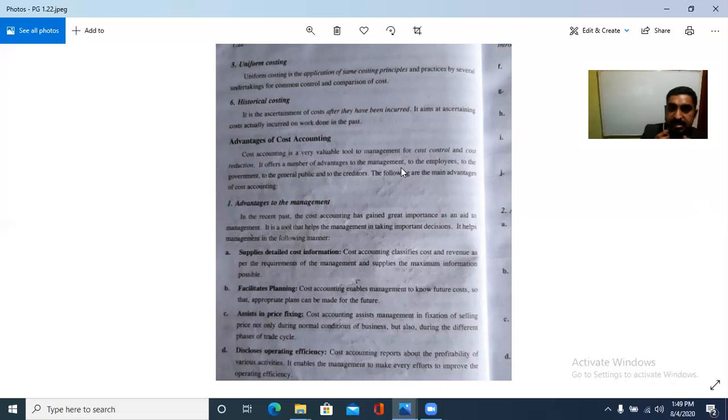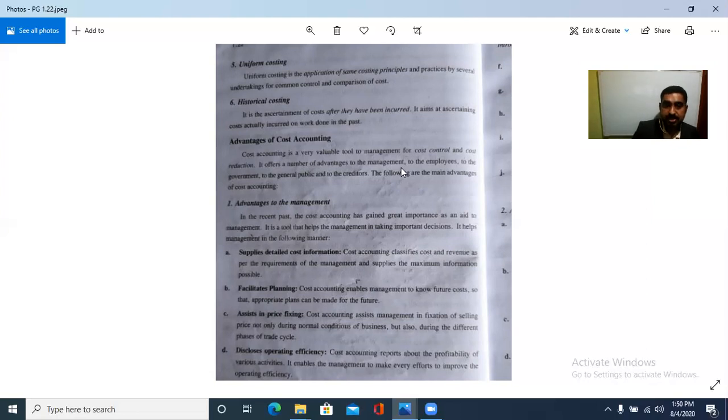Then next is advantages of cost accounting. Cost accounting is a very valuable tool to management for cost control and cost reduction. In the first class itself, I started with this wording: cost accounting, a valuable tool to control the cost as well as to reduce the cost. So it offers a number of advantages to the management, to the employees, to the government, to the general public, and to the creditors also. What are these advantages? That we are going to see now.